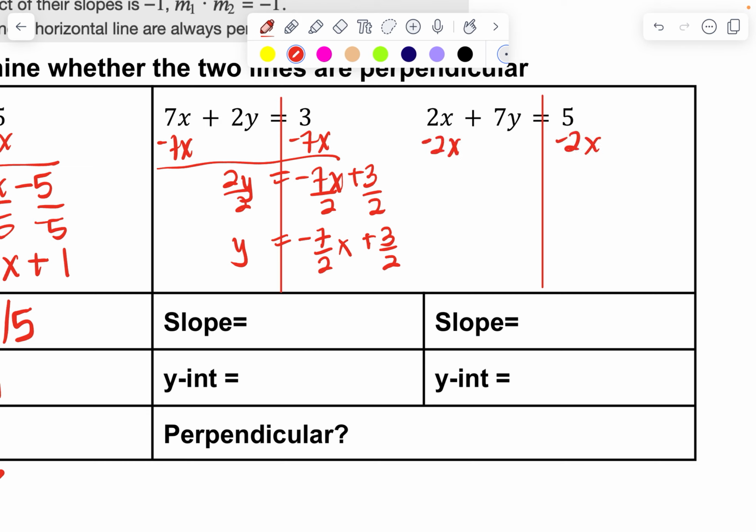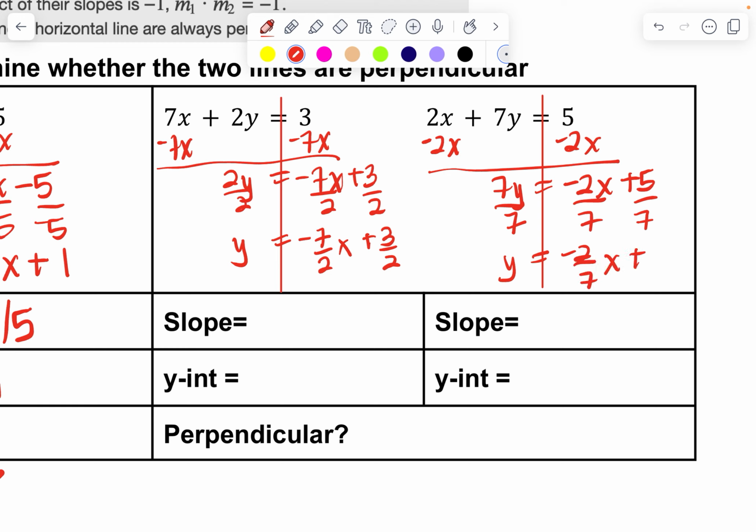Take 2x, take 2x. 7y is negative 2x plus 5. Dividing everything by 7, I'll get y equals negative 2/7 x plus 5/7. So for our first one, the slope is negative 7/2. The y-intercept is 3/2. Our second one, the slope is negative 2/7.